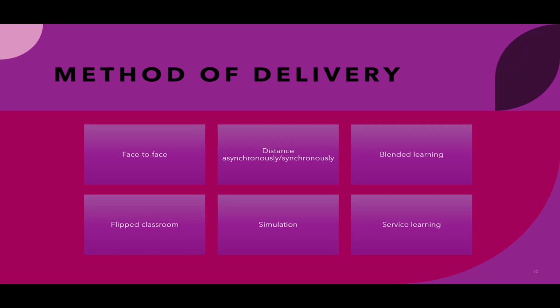A flipped classroom involves active learning. The traditional lecture and direct instruction are not used in the classroom. Students review content before class, which frees classroom time for activities that involve higher learning. Simulation is what we already are very familiar with. Service learning is when students participate in a community service.